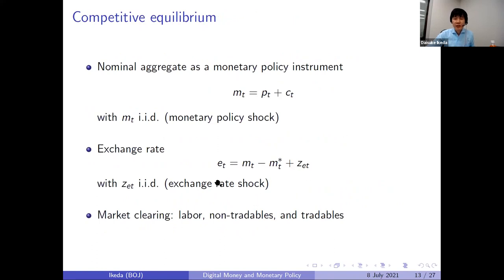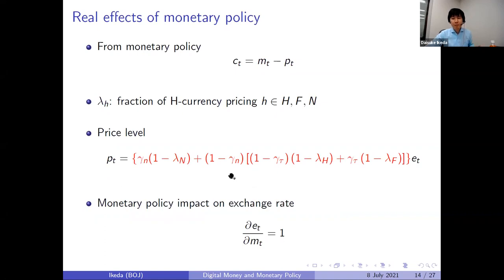This is just a definition of competitive equilibrium, so let me skip it. Now I'm going to analyze the real effects of monetary policy. Here I take as given the degree of digital dollarization in this economy. Consumption is equal to the monetary aggregate minus the price level. If monetary policy expands, so this is expansionary monetary policy and M goes up, then the effect of monetary policy on consumption depends on how the price level responds to M.